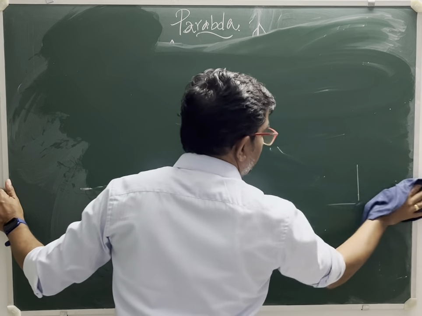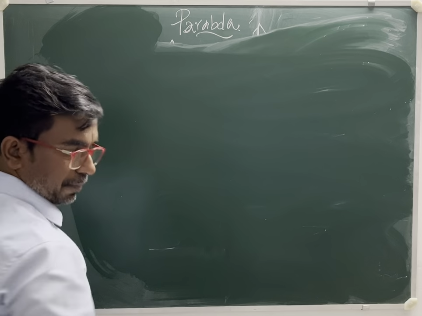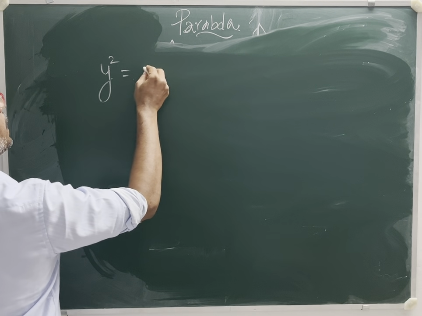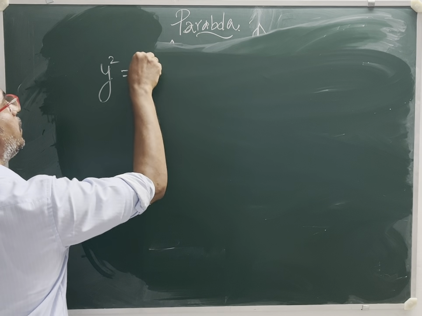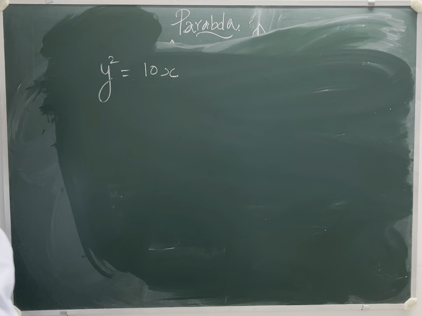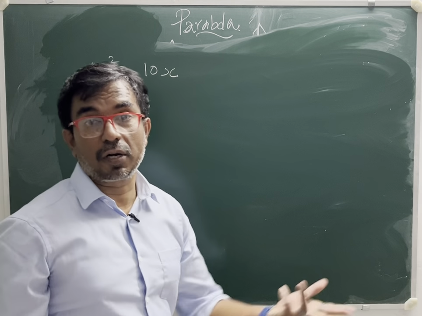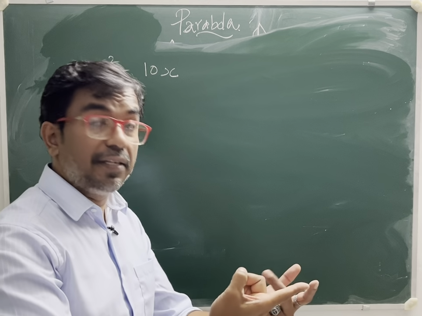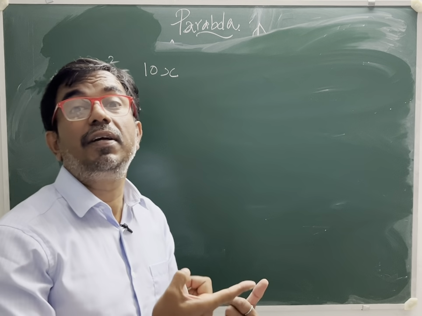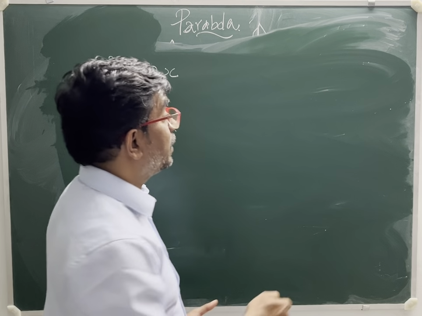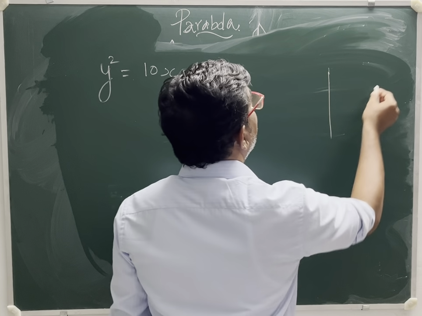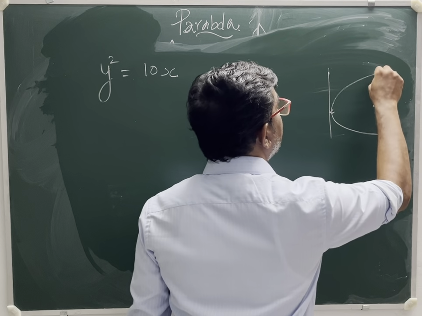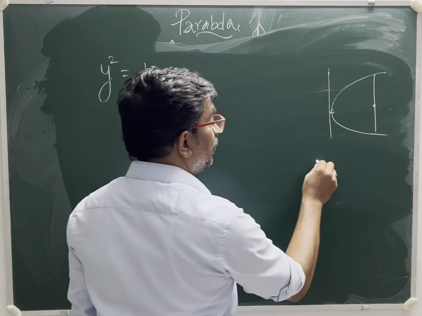I will start with a simple question. See, I write here y square is equal to 10x. Suppose I want to find the focus. I can find the focus, the axis of the parabola, the directrix of the parabola, and the latus rectum. Remember what the latus rectum is? In a parabola, the latus rectum is drawn through the focus.